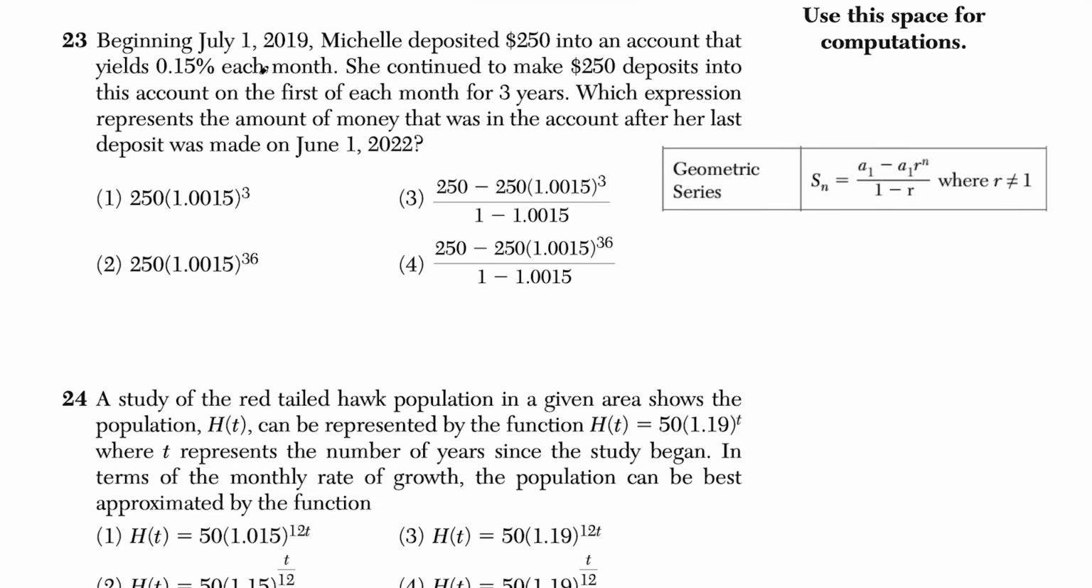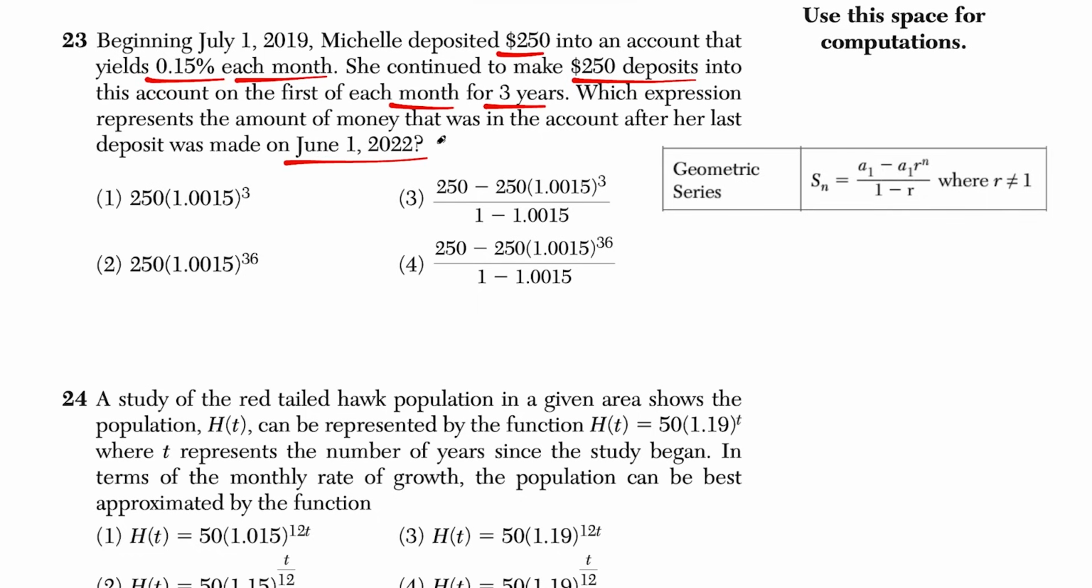Question 23, beginning July 1st, 2019, Michelle deposited $250 into an account that yields 0.15% each month. And she continued to make these $250 deposits into this account on the first of each month for 3 years. Okay, so she's making these deposits every month for 3 years, and we want to know which expression represents the amount of money that was in the account after her last deposit was made on June 1st, 2022.